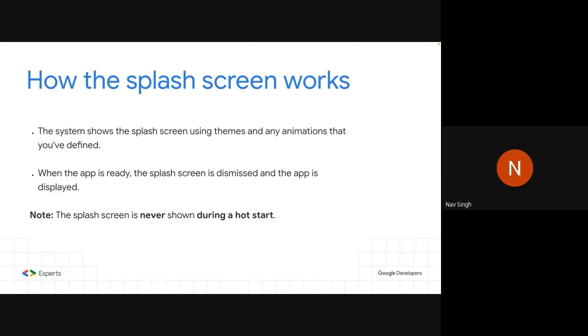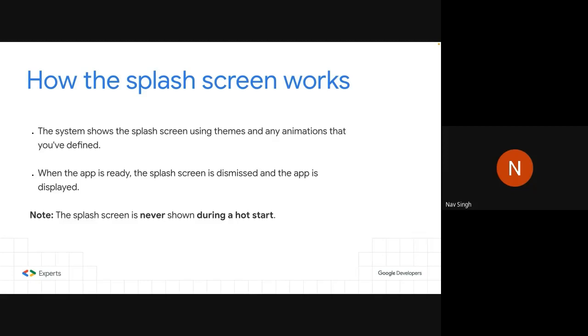When the application is ready, the splash screen will be automatically dismissed. This is basically when the first frame of your application gets drawn on the screen, and the splash screen goes away. If you want customization, which I will cover later, you need to make sure that you dismiss the splash screen. Otherwise, if you're just using the standard splash screen, you don't need to dismiss anything. Whenever there is a first draw call to the application, it will go away.